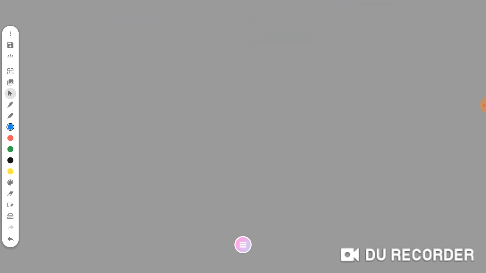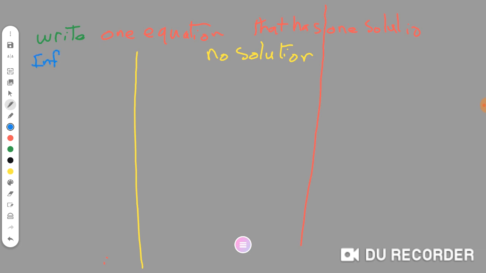Actually, this example asks me to write by yourself one equation that has one solution, another one that has no solution, and another one which has an infinite number of solutions. How can I write it from my mind?